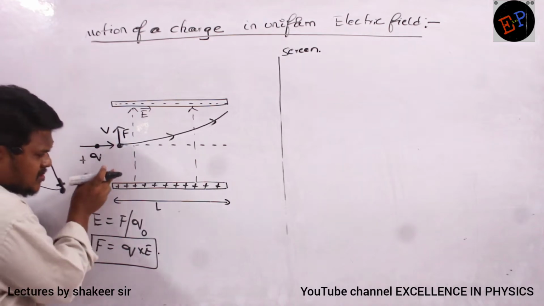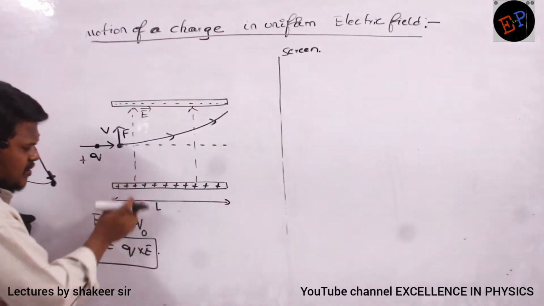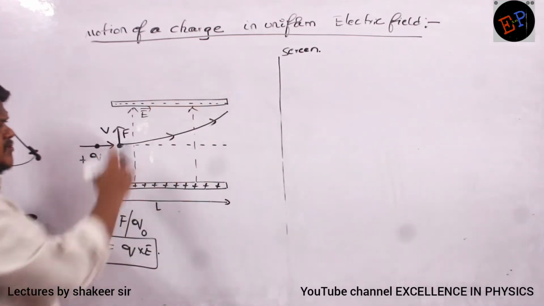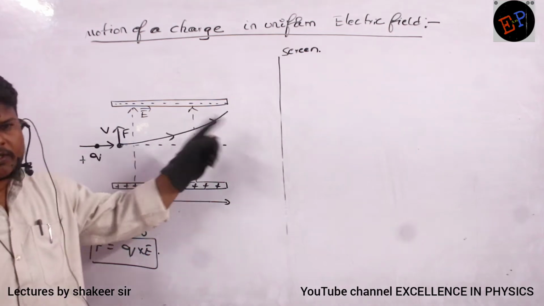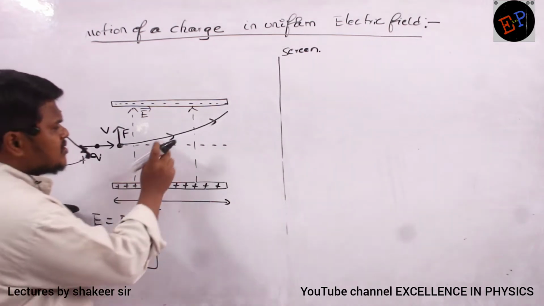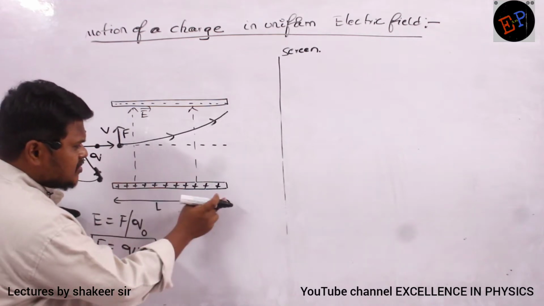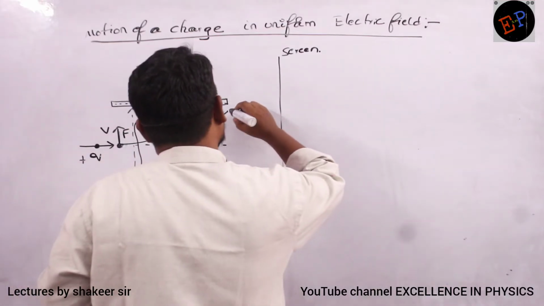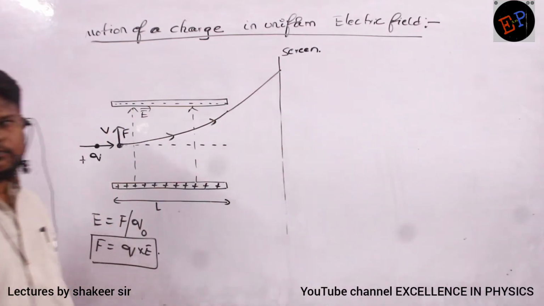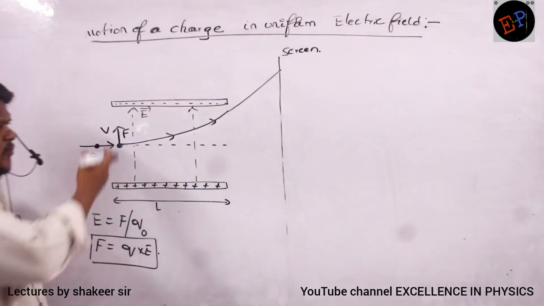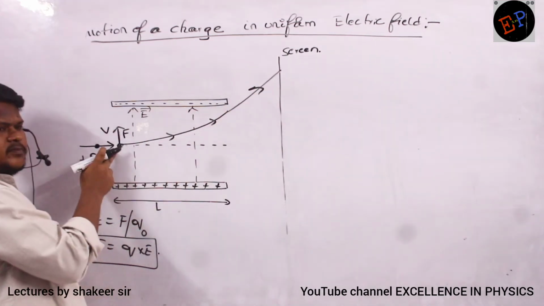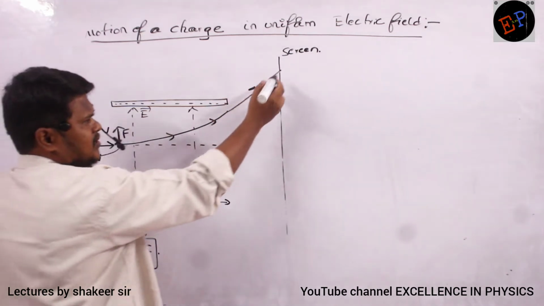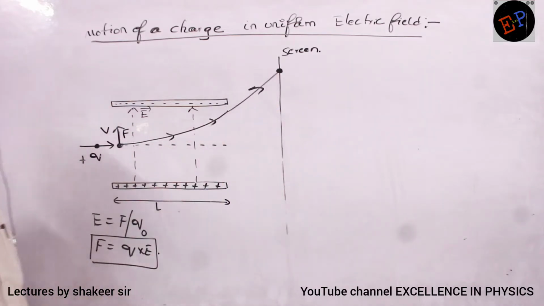As long as this charge is present in the length of this plate, what is the length of the plate? L. So as long as it is present in this length, it continuously experiences force in the upward direction. Because of that, its direction will change, until it reaches the other end of the plate. From there its direction will not change, it will move in a straight line. Why is it changing direction? Because of the force experienced. After crossing the plate there is no force, so it moves in a straight line and strikes the screen somewhere here.